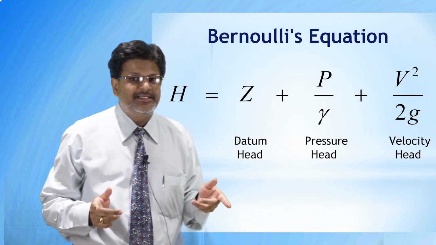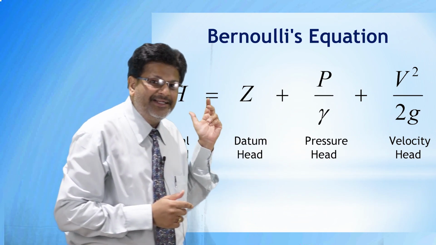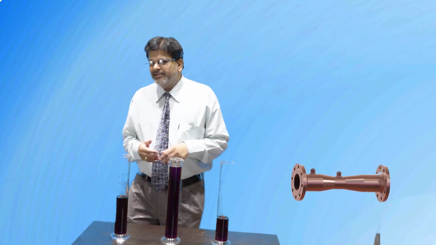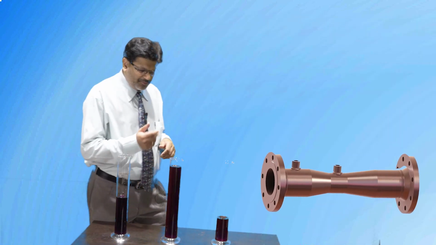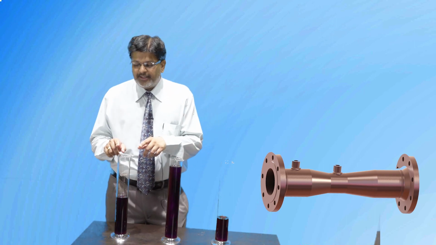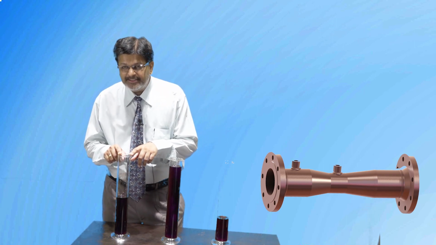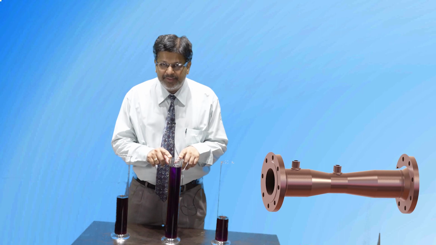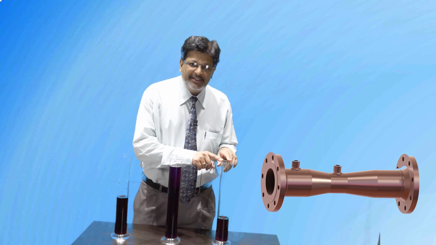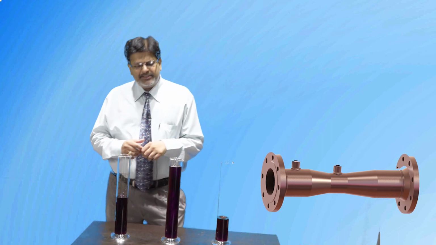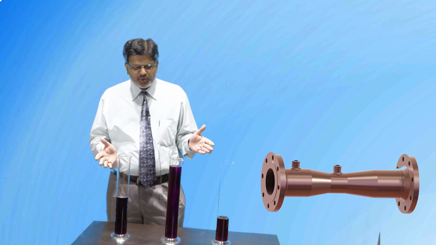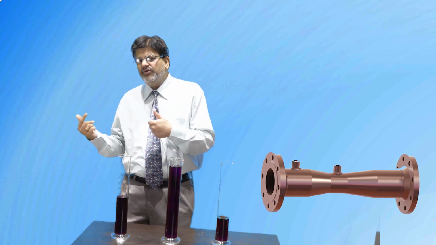Now we will see this thing with the help of one practical demonstration. Now let us try to understand Bernoulli's equation in detail with the help of this practical demonstration. This is the datum head Z, this is pressure head P by gamma, and this is velocity head V square by 2G. Now as per Bernoulli's equation, the sum total of all these three heads is equal to H, and that is always constant.